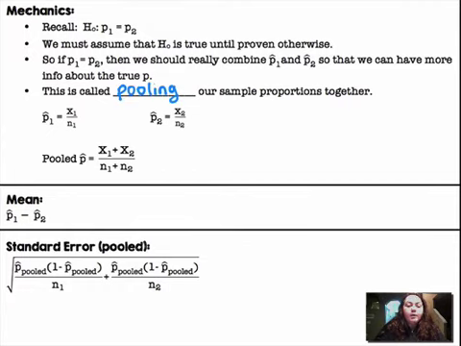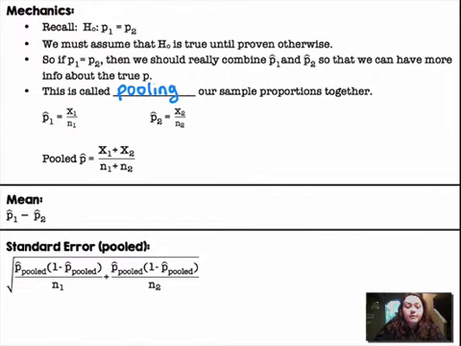So if I have P hat 1 equals some number that I have, the sample divided by the sample size, P hat 2 equals the sample divided by the sample size, then what I would do is take that sample value plus the other sample value and divide by the two sample sizes combined. And that would give me my pooled P hat.